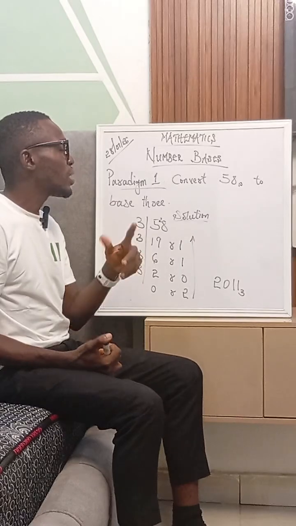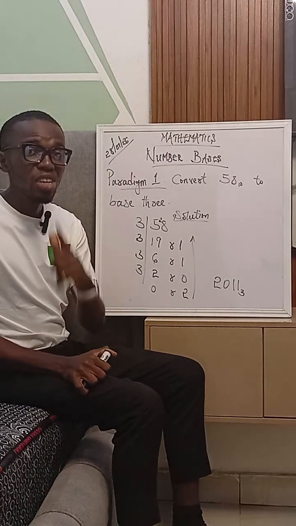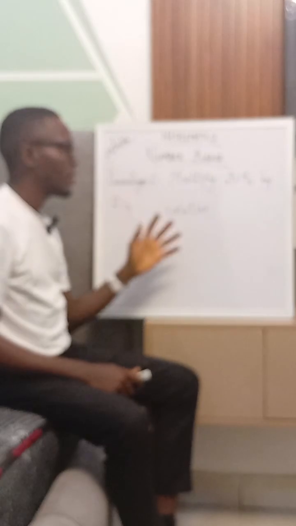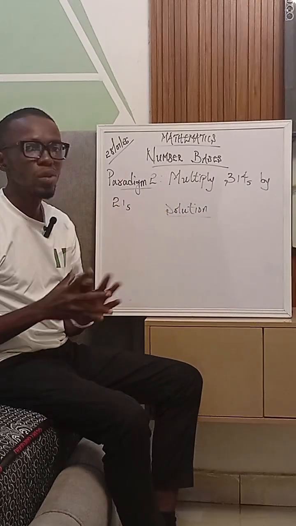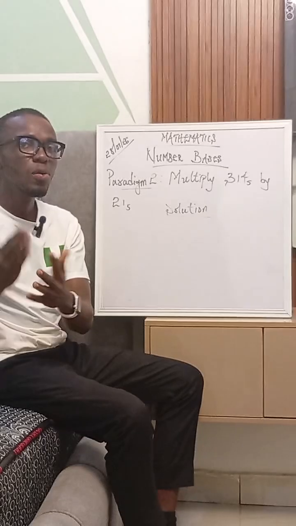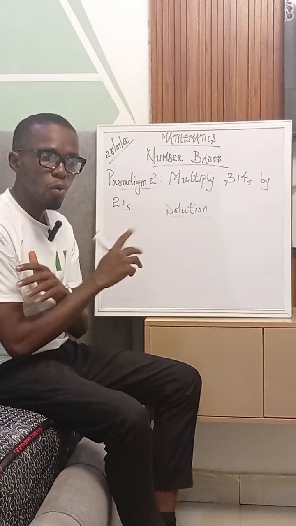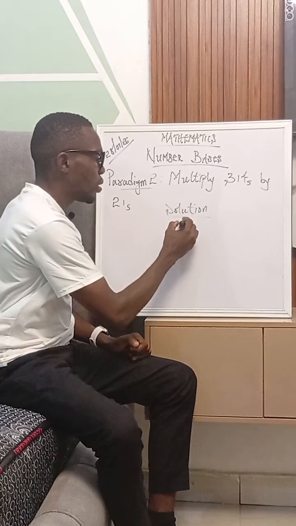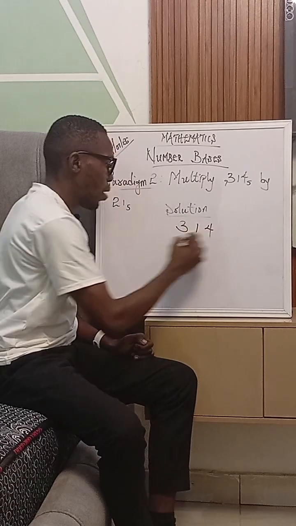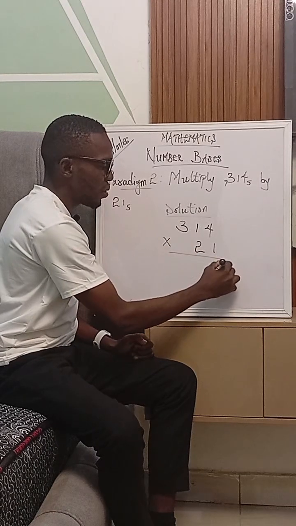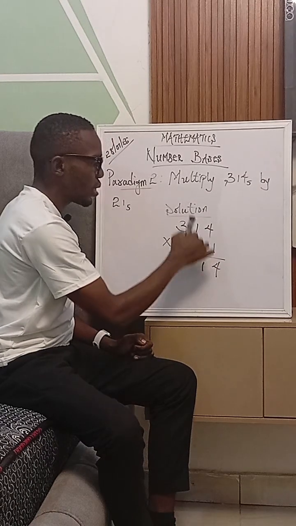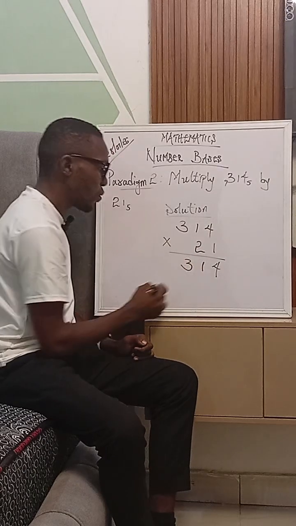Very simple. Now, the next thing we're going to look at is multiplication of number bases. The second question we have here says, multiply 314 base 5 by 21 base 5. Note, your base 5 should use the digits from 0 up to 4. You should not exceed 4. So this will be 314 multiplied by 2, 1. 1 times 4 remains the same. 1 times 1 is 1. And then 1 times 3, that will give us 3.